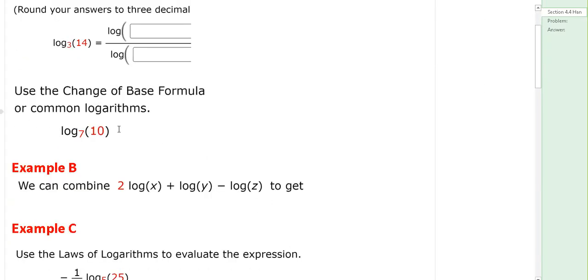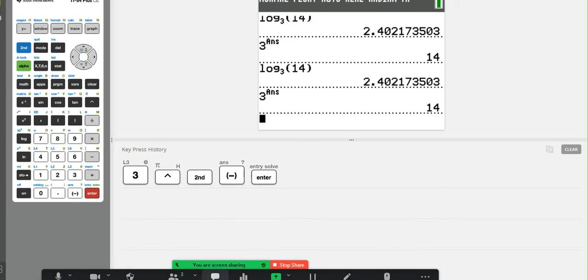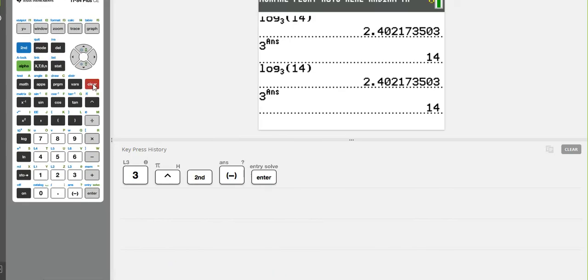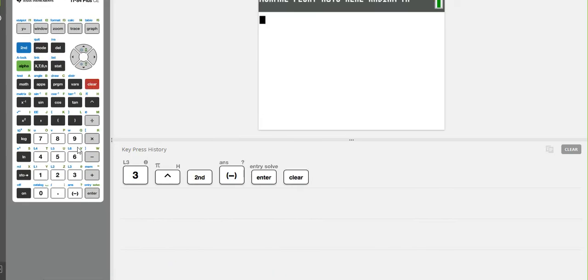Okay. Do you want to practice that one again? Use a change of base formula to calculate log base 7 of 10? Yeah, why not? Why don't we calculate one more here just to make sure we're good with that. So I'll clear this out. Math.